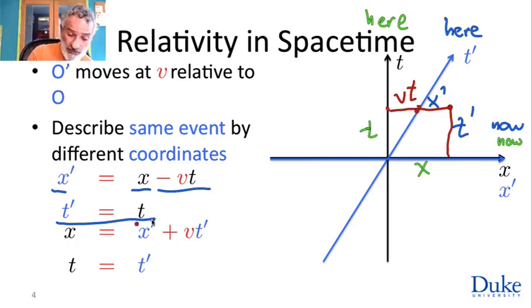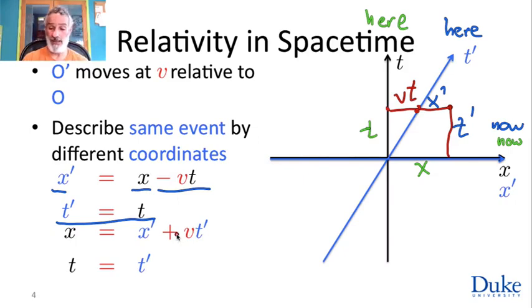I can invert these relations and figure out how to find the description given by the stationary observer in black, given the data of the measurements of the moving observer in blue, and you can solve these linear equations rather easily for x and t as functions of x prime and t prime. It's not surprising that these equations look the same, except the sign of v is changed.